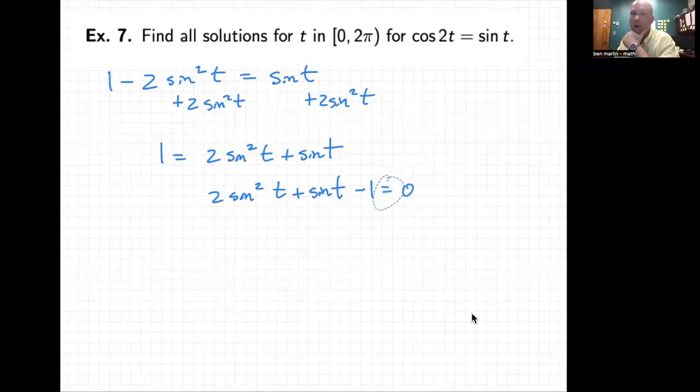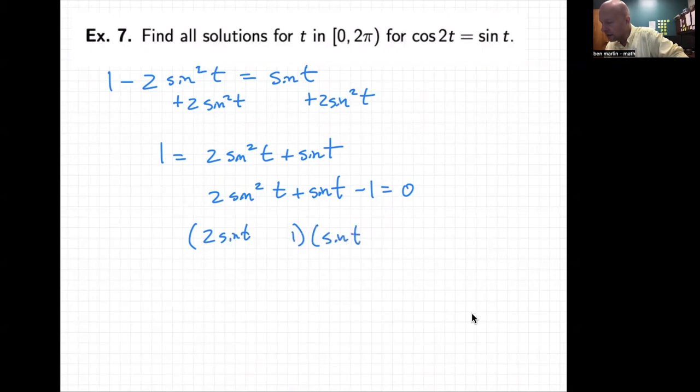That didn't change the equation, it just changed what order it was written in. Okay. Now I need to factor those. These will factor into (2 sine t + 1)(sine t + 1) equals 0.